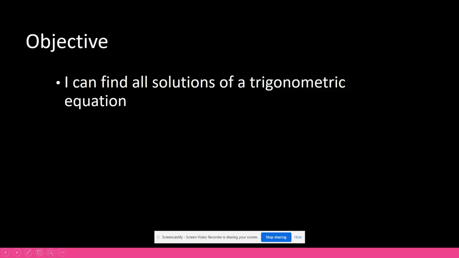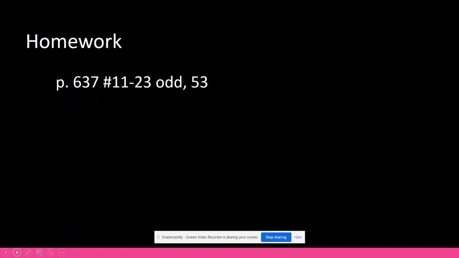All right, so that is us finding all solutions to these trig equations. I would like you to practice for homework page 637, numbers 11 through 23 odd, as well as 53.